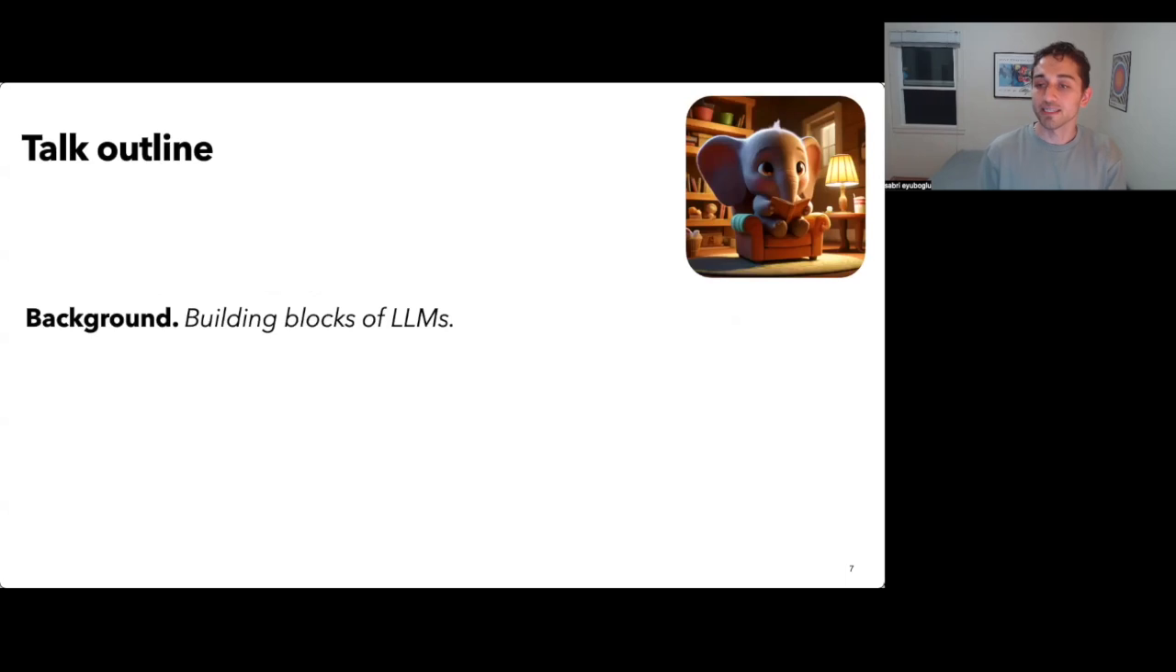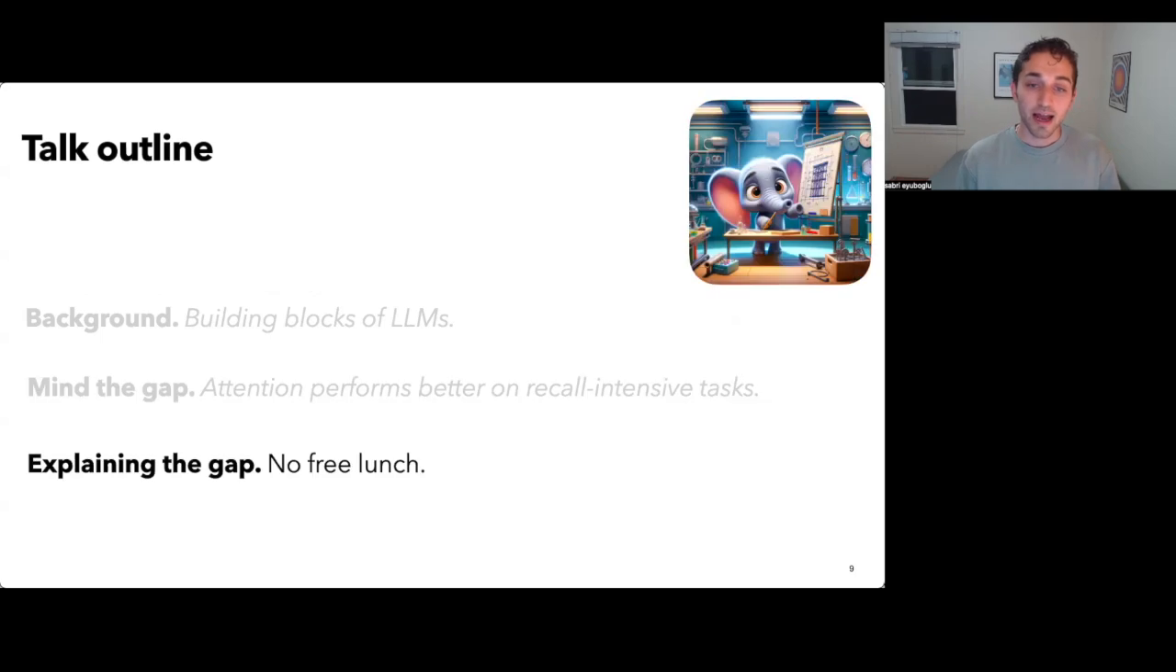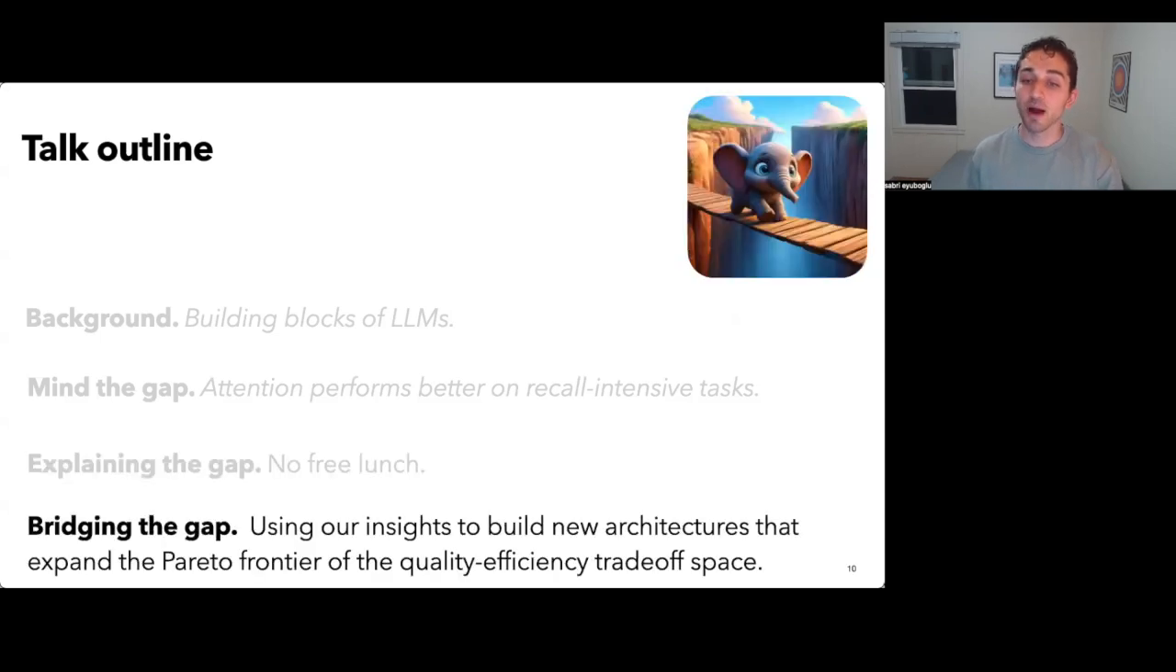I'll briefly outline the rest of the talk. So first, I'm going to provide some background on the building blocks of large language models and explain why these efficient architectures are so fast. Next, I'll answer the question posed in the previous slide, showing that there is a sizable gap in performance on a class of tasks that we'll refer to as recall-intensive tasks. Afterwards, Simran's going to demonstrate a fundamental trade-off between a model's efficiency and its ability to perform those recall-intensive tasks. And finally, she'll show how we can navigate the Pareto frontier of this trade-off space using simple techniques.